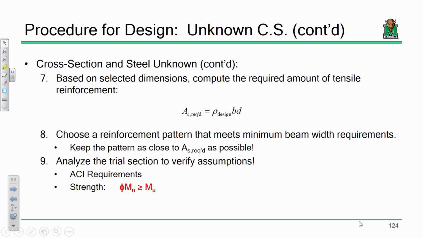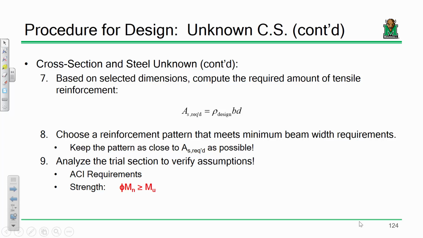Once you know how big the beam's going to be, you can say, okay, rho b d will tell me the area of steel that I need. I pick a reinforcement pattern, and boom, I have a beam. Am I done with the problem? No, I'm not done with the problem.